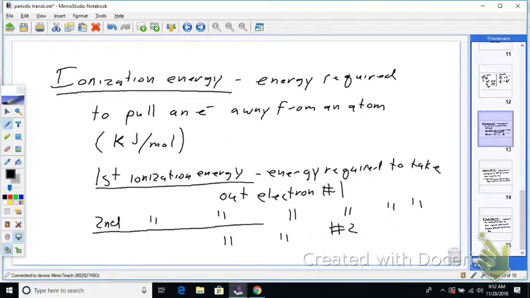That would be a low. And sometimes they're very difficult to give up, and that's a huge amount of energy, meaning that you're probably not going to get that next electron out. And it's different for every group on the periodic table. Make sense? Okay. All right.